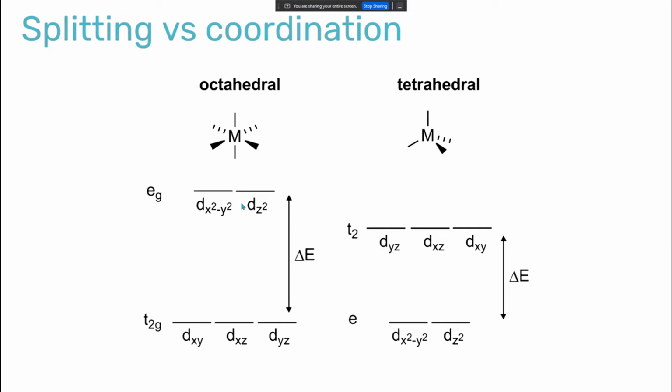Remember that. If your ion is in a tetrahedral hole, then you will have a splitting like this. 2 below and 3 above. And that is the most important thing you should remember.